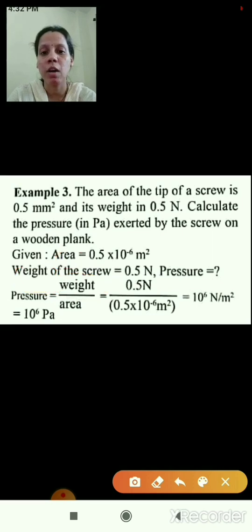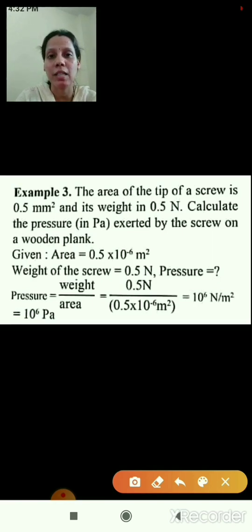You have to find out pressure when the area and the weight are given. The area of the screw is 0.5 multiplied by 10 raised to minus 6 and the weight is 0.5 N. Then you will write down the formula: pressure is equal to weight upon area. So the weight is 0.5 and the area is 0.5 multiplied by 10 raised to minus 6.